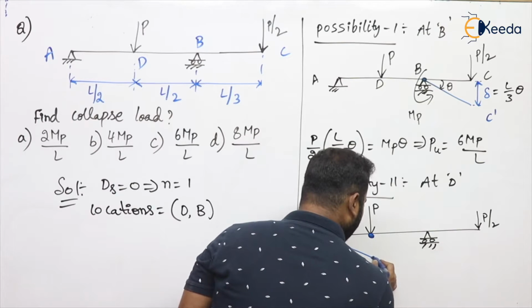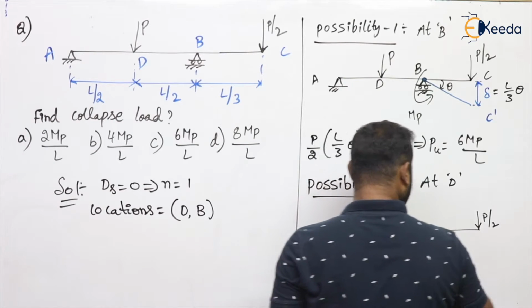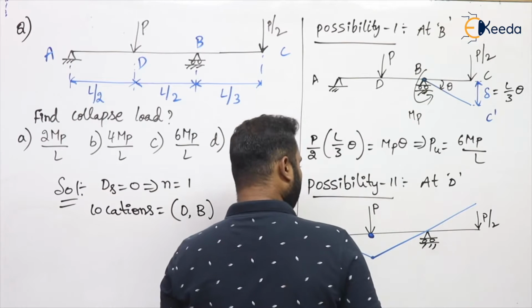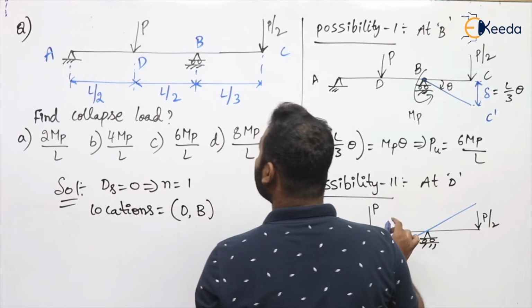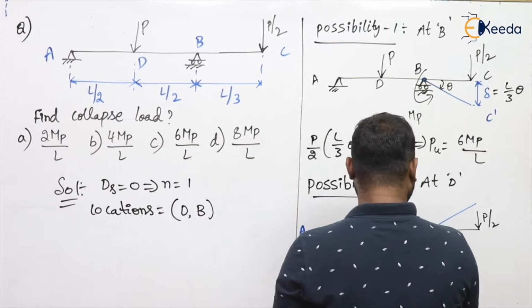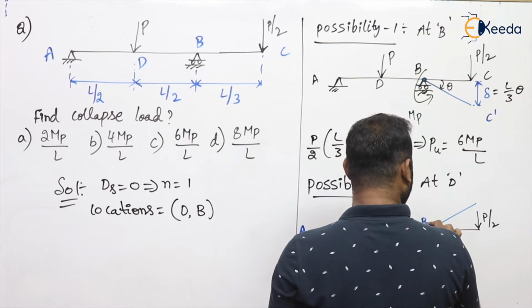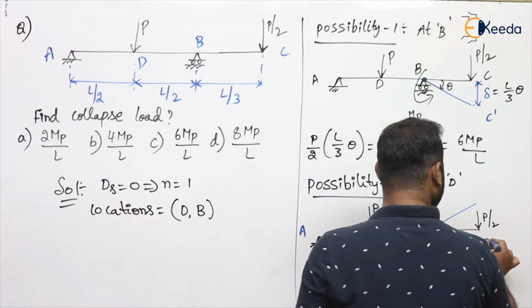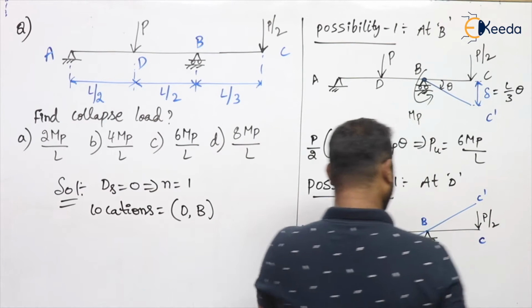Now the mechanism diagram will be like this. This is A and this is D. This is DD dash, and this is B, and this is C, and this is CC dash.